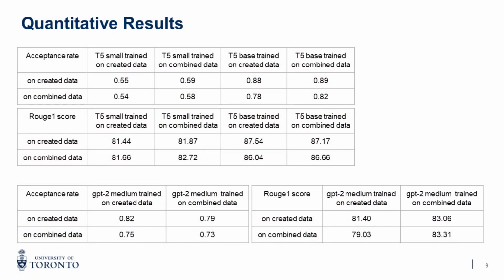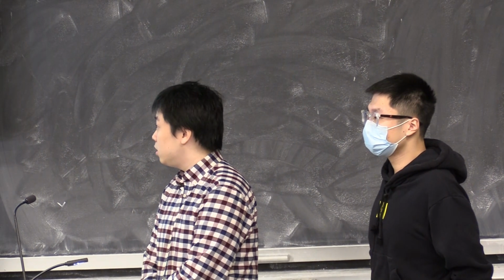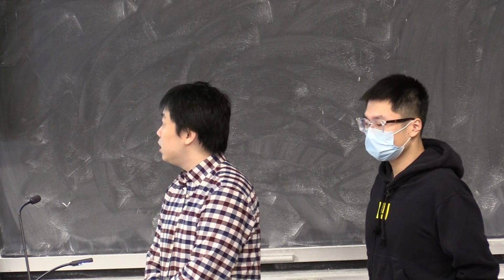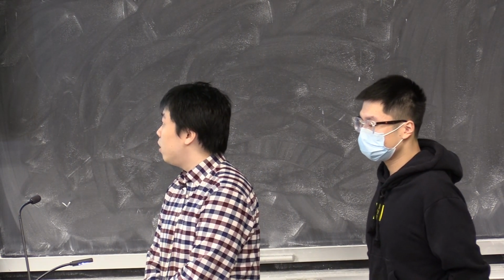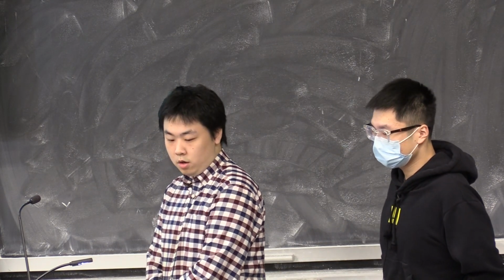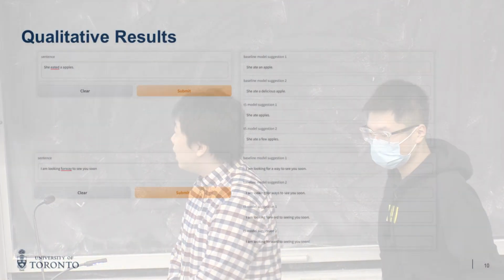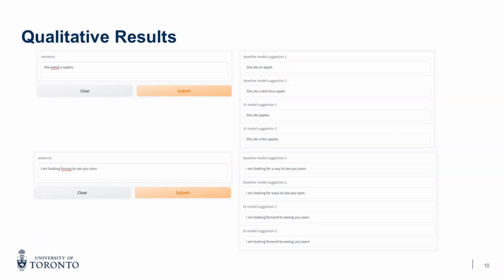We can see that the T5 model trained on combined data is our best model. It has the highest acceptance rate and the second highest ROUGE-1 score. There is something interesting we find about the GPT-2 model. We can see that our GPT-2 model has a relatively high acceptance rate, which is almost like the T5-based model, but its ROUGE-1 score is relatively low. It's closer to the T5 model. This means that although the results GPT-2 generates are grammatically correct, they are a little bit off from what we originally wanted. For the qualitative result, we can see that the GPT-2 model sometimes will generate unrelated words, which leads to the low ROUGE-1 score we discussed previously.